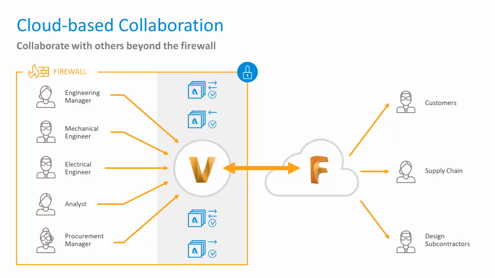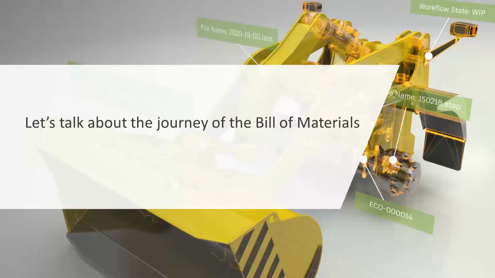Instead, you can simply use a secure, cloud-based app called Fusion Team with Vault to share design files. External collaborators, like customers and suppliers, that you authorize can access shared data and collaborate with you. Vault will take care of keeping them up to date and working with you on the latest versions of your project files. It's that simple.